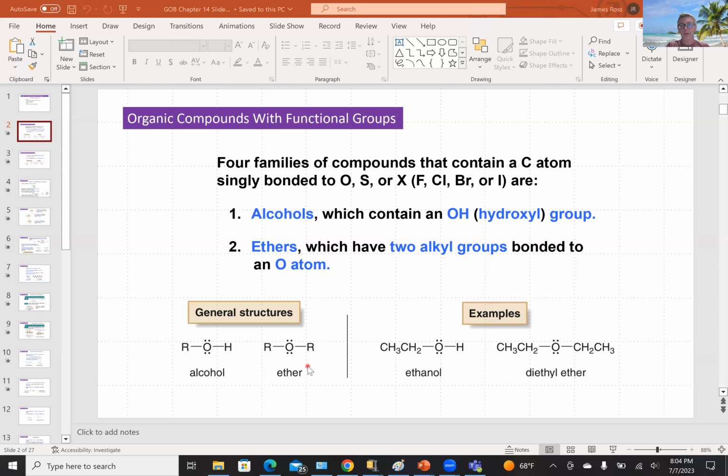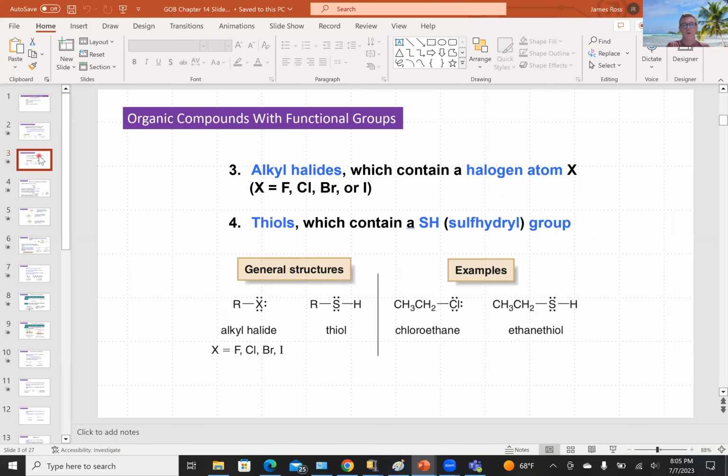A specific example of an alcohol would be ethanol, where here R was summarizing CH3CH2. And a typical example of an ether is diethyl ether, where you can see R was summarizing CH3CH2 as well. Okay, so we've had a look at that. Let's keep going and look at the next one.